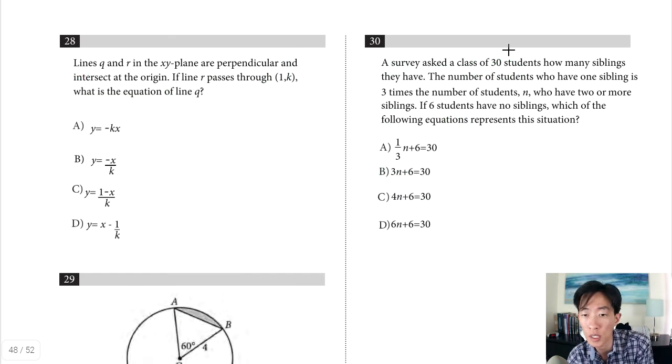Question 30, a survey asked a class of 30 students how many siblings they have. The number of students who have one sibling is 3 times the number of students n who have 2 or more siblings. If 6 students have no siblings, which of the following equations represents this situation?